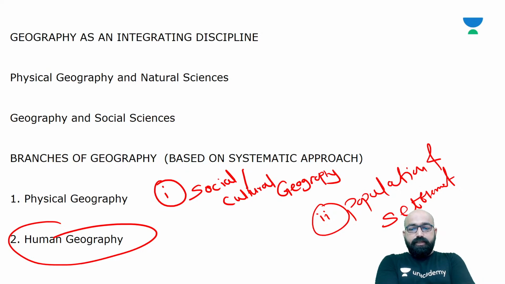So friends, the population and settlement, where the study is related to the rural and urban, and also it studies population growth, distribution, density, sex ratio, migration, and occupational structure.